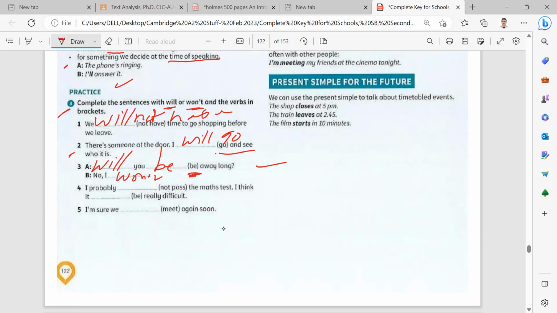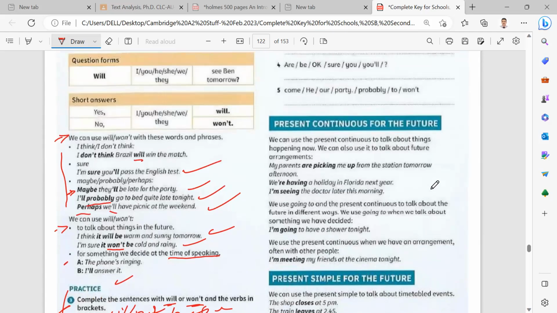Yes. Next, I probably not pass the math test. I think really difficult. Will not. Yes, I will not pass. Probably will not pass. Why? I think it will be really difficult. Yes. I am sure we will meet again. Yes. شفت كل دي يا سارة as you see كلها مجرد احتمالات في المستقبل ما احنا متأكدين منها. Okay, in different situations.